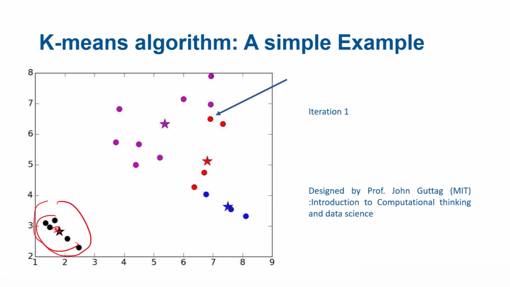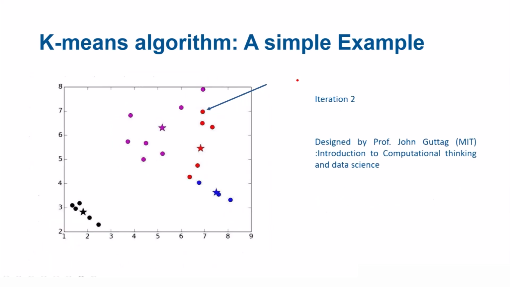For example, for this group, this may be the new center. For this pinkish set of observations, this may be the new centroid. For these red ones, this may be the centroid. For the blue observations, this may be the centroid. Now we have new centroids, and in the second iteration, for each centroid we recalculate the distance to each of the observations, and again assign the observations that are nearest to each group, so new clusters are created.